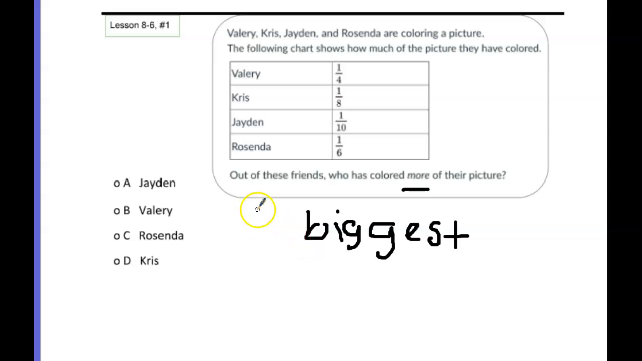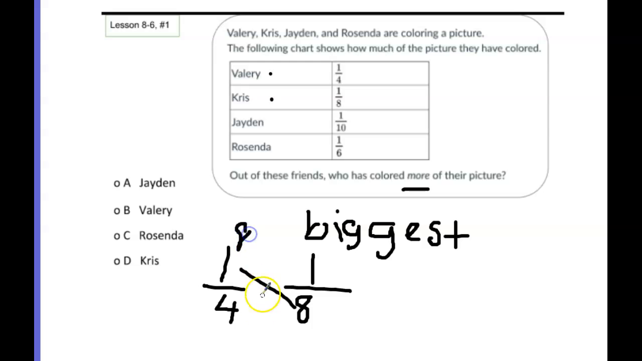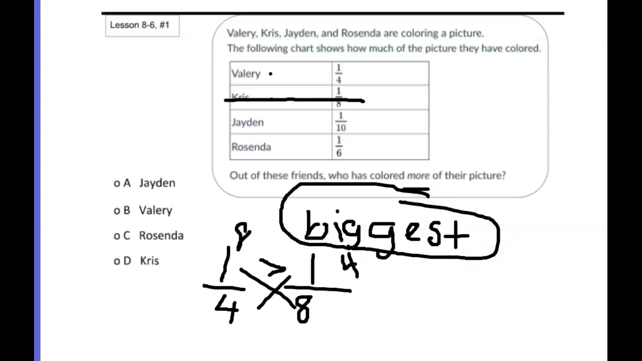All right, so we're going to look and see. So again, what do we do first? We start with the first two. So we're going to go 1/4 and 1/8. Again, you can draw this out, or you can do the butterfly method to see which one is bigger. So 1/4 and 1/8. 8 times 1 is 8. 4 times 1 is 4. Which one's bigger? Good. 1/4 is bigger. So that means I have to cross out Chris because we're trying to find the biggest.